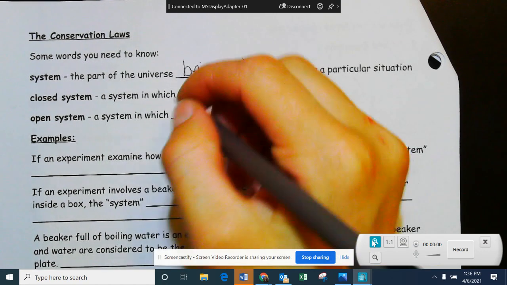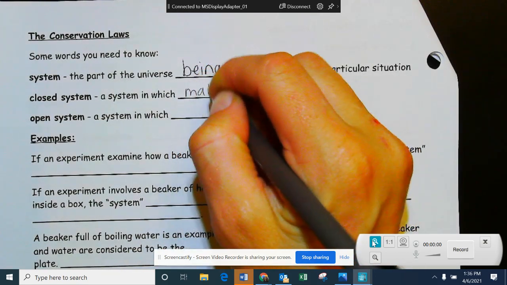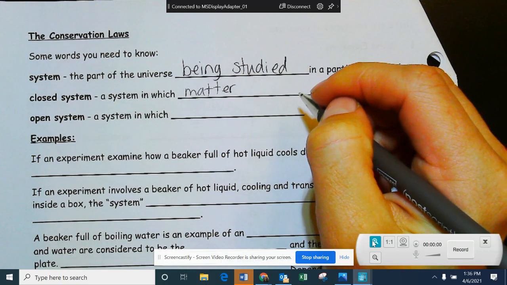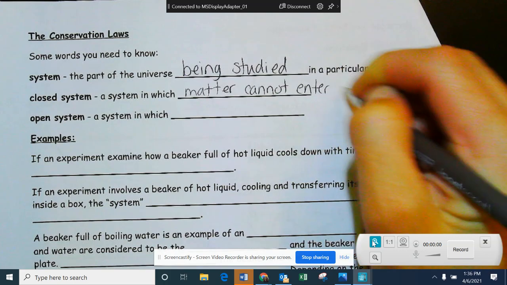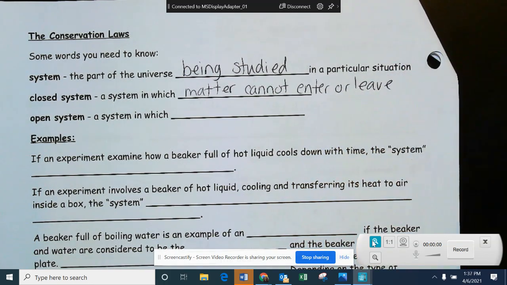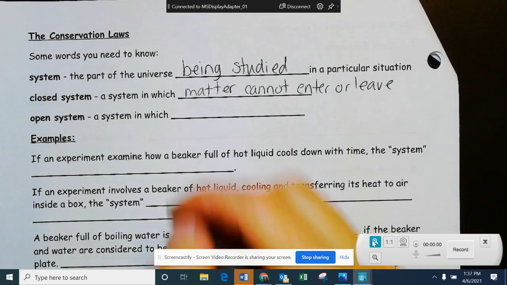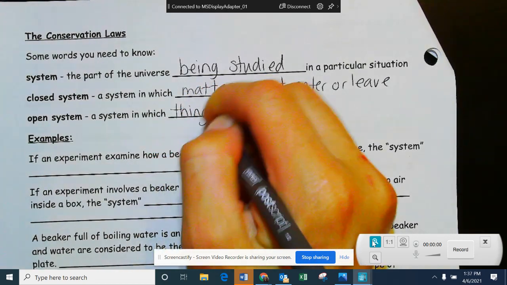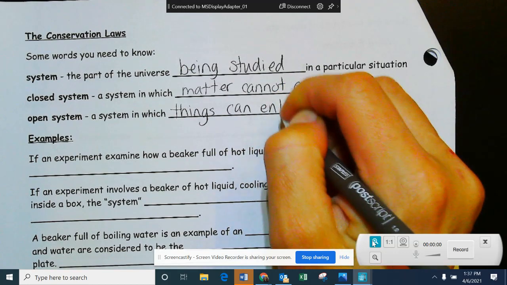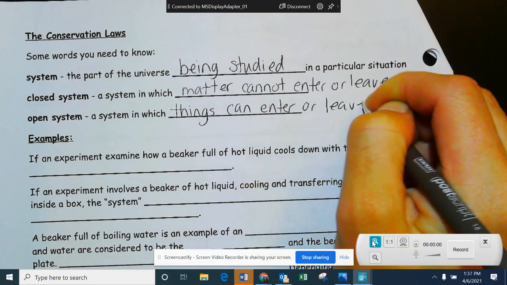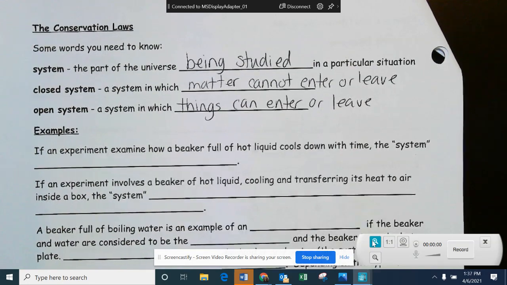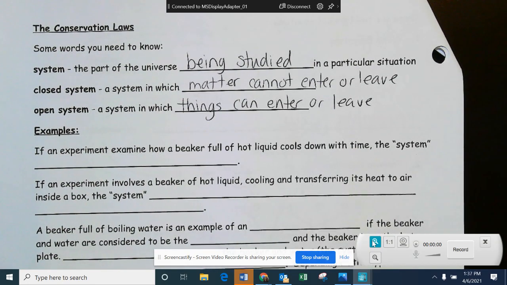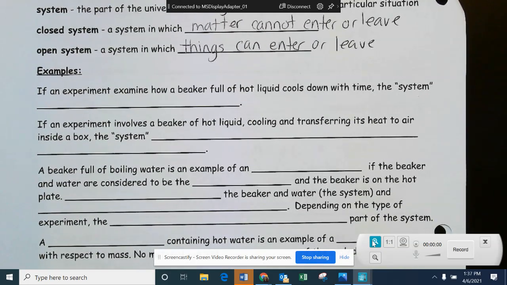A closed system is a system in which matter cannot enter or leave. An open system is a system in which things can enter or leave. So a closed system could just be a beaker with a lid on it. An open system, a beaker without a lid. Forest, open system. Forest in a bottle, closed system.